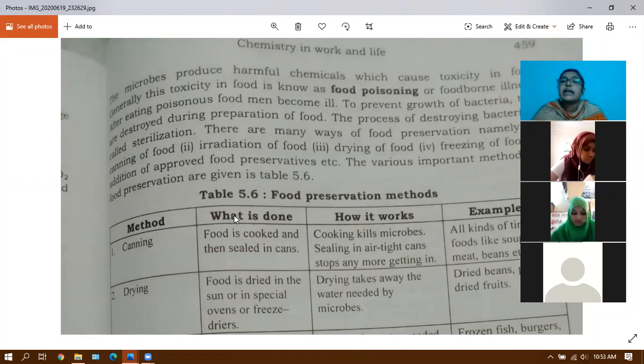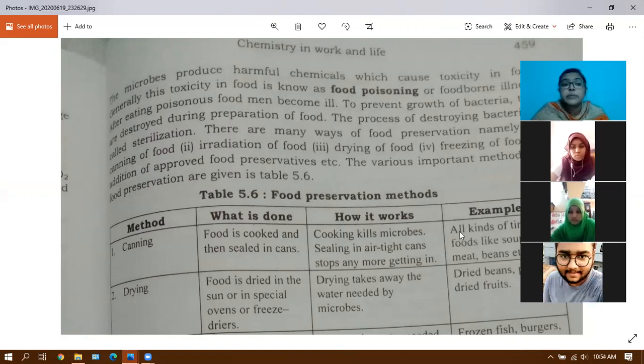What is canning and how does it work? In canning, food is cooked and then sealed in cans. All kinds of tinned food, like soup, meat, beans, etc., are preserved by this process.